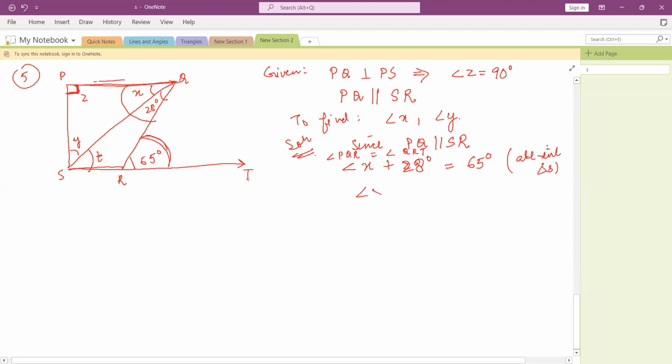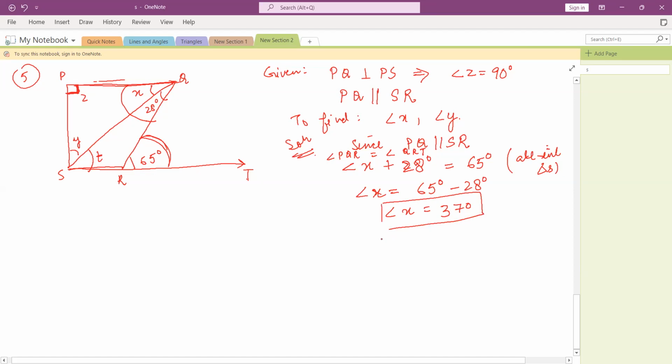So angle X, we can find it here now. It's simple. So 65 degree minus 28 degrees. So angle X will come out to be how much? 37 degree. Okay, 37. Fine. So angle X, one thing we have found, right? 37 degree.